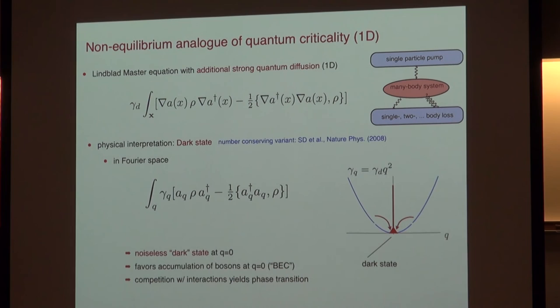Now, what is the physical interpretation of such a quantum diffusion term? One could look at this as a certain kind of dark state. For a number-conserving variant, there is previous work on that. If you go to Fourier space, you see a decay rate which has this noiseless spot at q equals 0, and otherwise a decay rate going quadratically with momentum. So this dynamics is at least compatible with a population of a Bose condensate at momentum q equals 0, while all other states are damped out. This favors the accumulation of bosons in the q equals 0 state. If I put some interaction on top of it, I would expect this leads to dephasing and at some point to a phase transition. That's the basic picture, looking at a system in 1D.